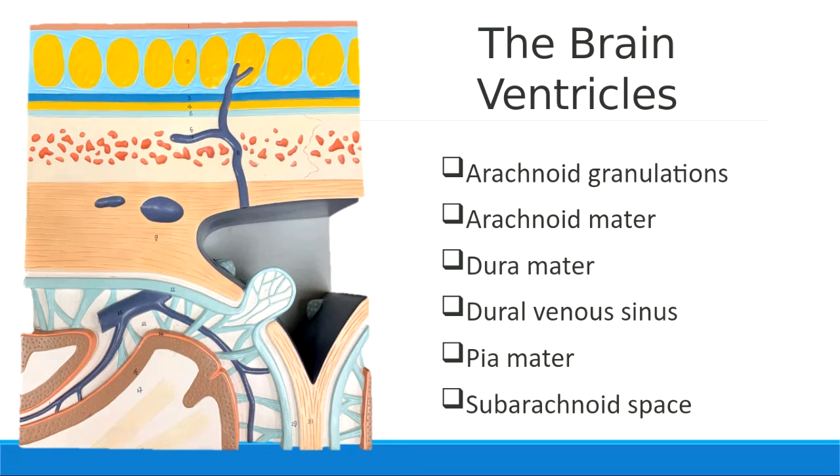Let's see if we can put that to the class and see if we have any guesses. What do we think this dark blue is right here? Any ideas? Any guesses of what this might be? Yeah, Kelly's right. This is a vein. Yep.